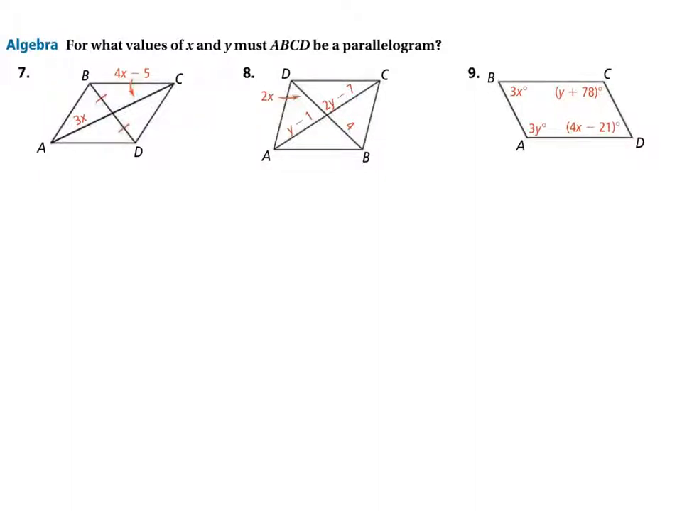All right, for what values of x and y must A, B, C, D be a parallelogram? For number 7, we already know that the BD diagonal is bisected, so we don't need to worry about that. What we need to determine is what value of x would make AC be bisected, make both of those sections be equal. So what are we going to do? We're going to set 3x equal to 4x minus 5.